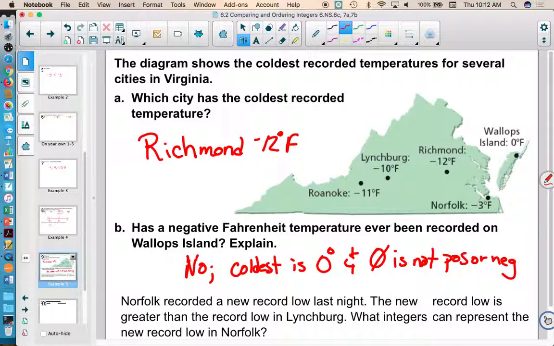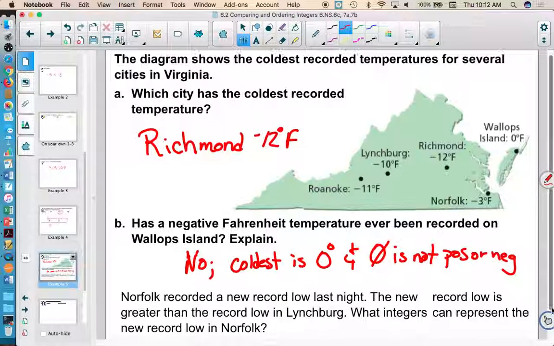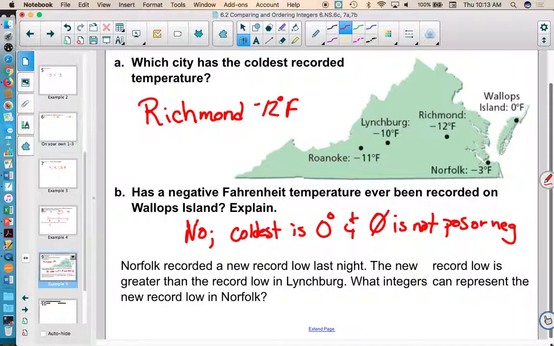Well, what would happen if Norfolk recorded a new record low last night? The new record low is greater than the record low in Lynchburg. What integers can represent the new record in Norfolk? Okay, so we got to look at what we know here. What's Lynchburg's low? I'm looking at a -10, and Norfolk's originally is -3, right? Okay, I'm going to just make a note of that.